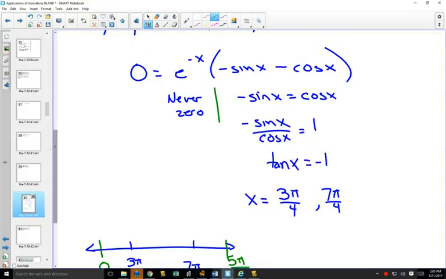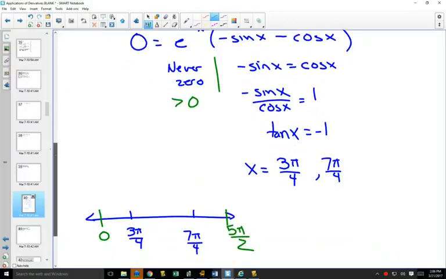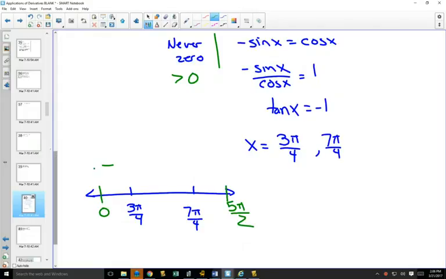Well, another thing we also made a note of is that e to the negative x was always greater than 0, so this section is always positive. If I plug in pi over 2, sine of pi over 2 is 1, cos of pi over 2 is 0. Can you see that if sine of pi over 2 is 1, I'm going to get a negative 1 inside of the brackets here? And a negative 1 times a positive number is going to be negative, so this part of my graph will be decreasing.